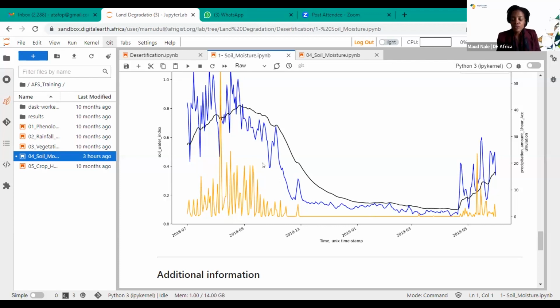Thank you so much, Dr. Phoebe, for that presentation on all things soil moisture. You spoke about a data set to measure soil moisture, the Global Root Zone Moisture Analysis and Forecasting System, or GRAFS in short. If you're wanting to access that particular data set, please visit sandbox.digitalearth.africa.